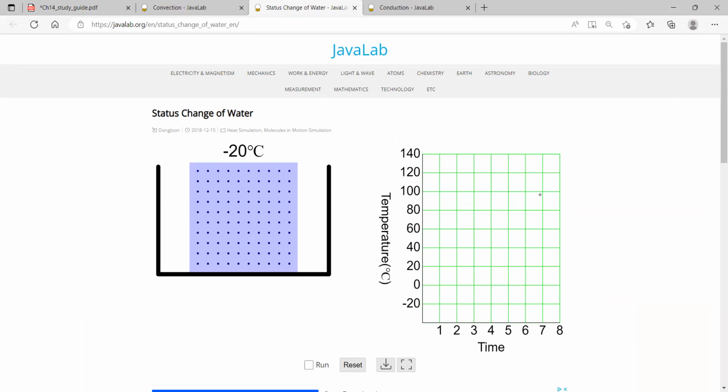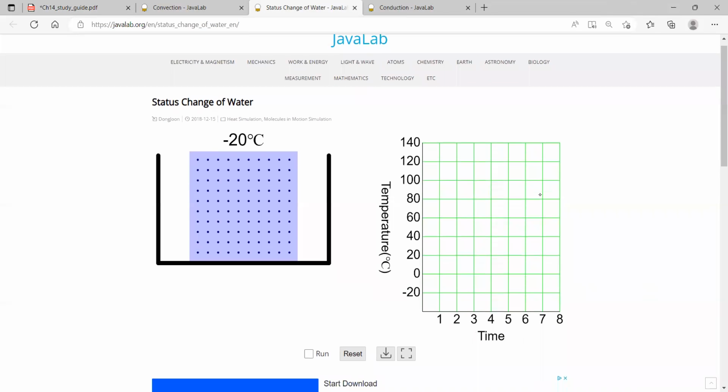Now, if you add heat to the system, you will see that between -20°C and 0°C there will be a change in temperature, and that change will be visible in the graph on the right-hand side. When it is at 0°C, which is the melting point of ice, the water changes its phase from solid to liquid.